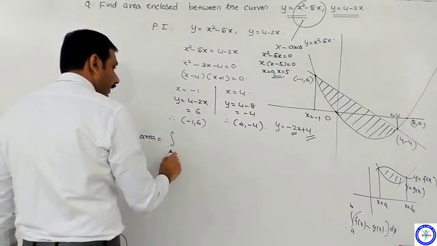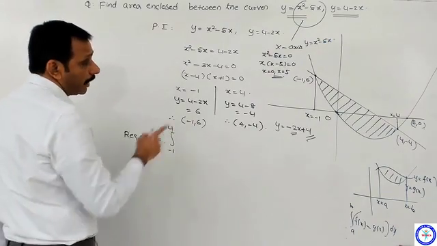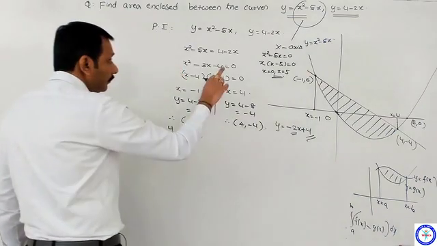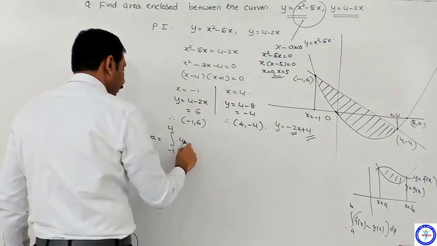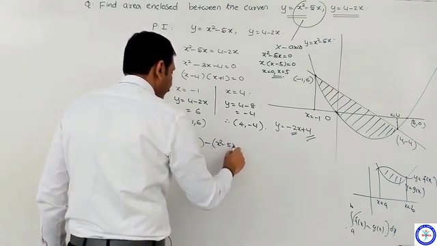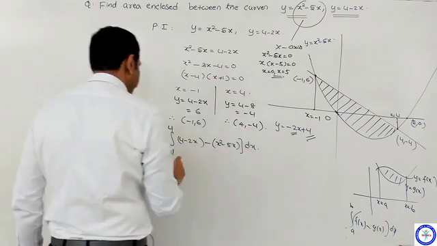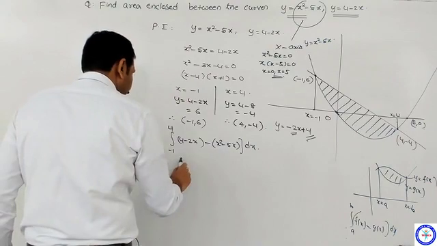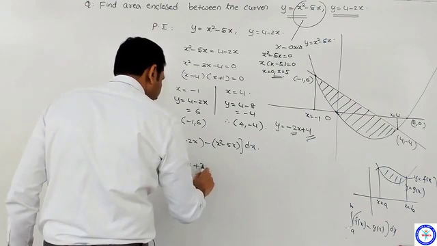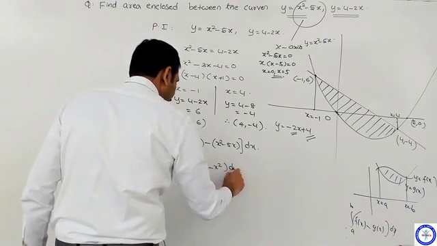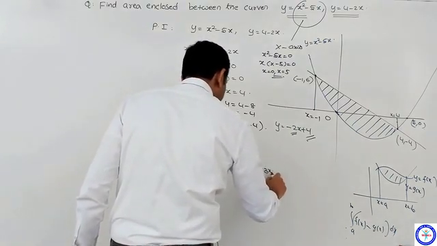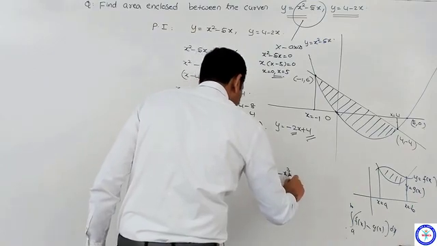is integral minus 1 to 4. Upper curve means here it is the line. With respect to x coordinates, I am taking the line in terms of x, 4 minus 2x, minus the curve x square minus 5x, into dx. It is equal to integral minus 1 to 4 of (4 minus 2x minus x square plus 5x), which is 4 plus 3x minus x square, into dx, is equal to 4x plus 3x square by 2 minus x cube by 3.